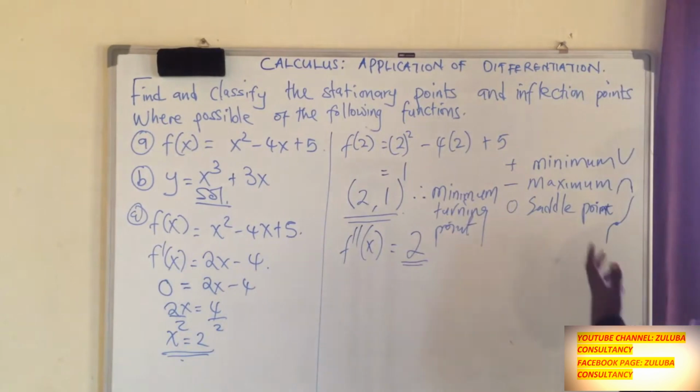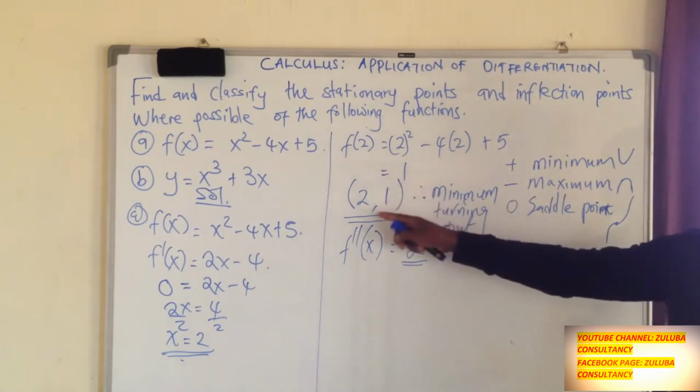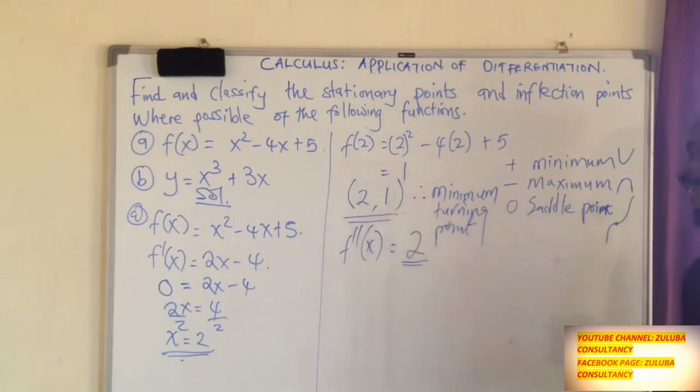Every time you are asked to find the stationary points or the critical points, the first thing you do is find the gradient function, equate it to 0, and find the value for x. Then replace it into the actual function to find the value for y, then you have the point. Then test the point to see if it is a minimum, maximum, or saddle point.